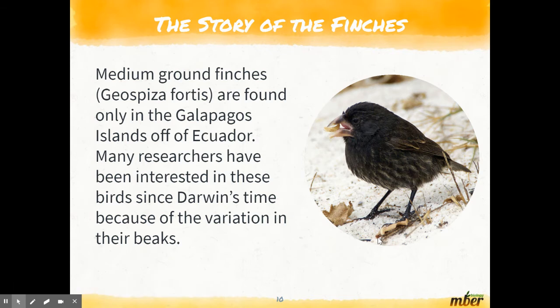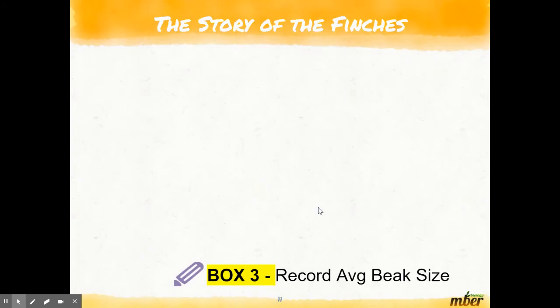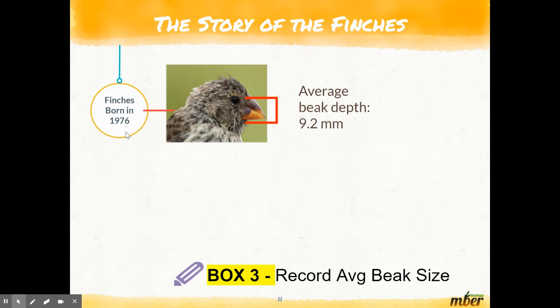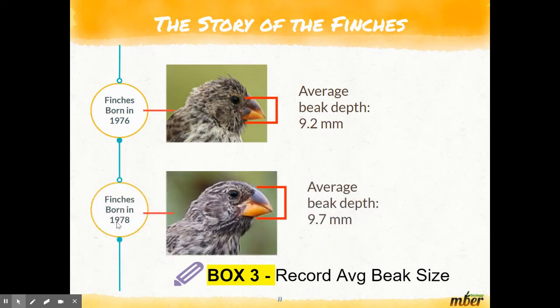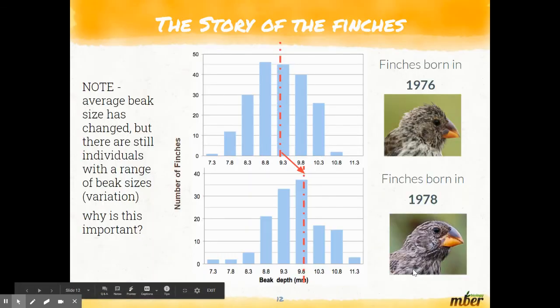The story of the finches. The medium ground finches are found only in the Galapagos Islands off Ecuador. Many researchers have been interested in these birds since Darwin's time because of their beak variations. Okay, so in 1976, the average beak depth was 9.2 millimeters, and in 1978, it jumped to 9.7 millimeters. So record these down.